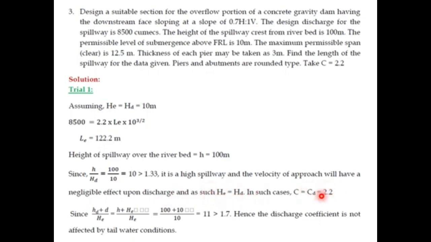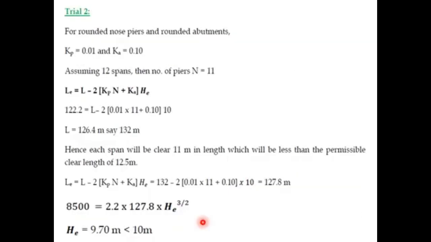So the C value can be taken equal to 2.2. However, the submergence effects can also be checked, where the ratio comes to about 11, which is greater than 1.7. Hence the discharge coefficient is not affected by the tailwater condition. Now for rounded nose piers and rounded abutments, the Kp value is 0.01 and the Ka value is 0.1. Since we had the effective length as 122, roughly we have assumed 12 spans. Therefore the number of piers is 11.